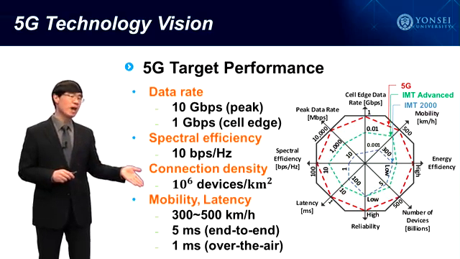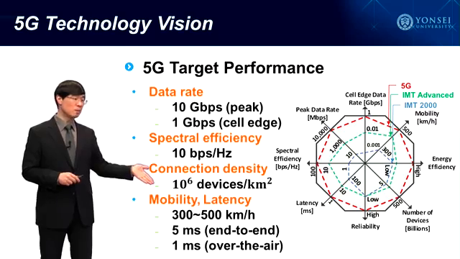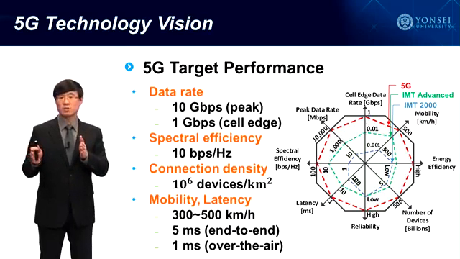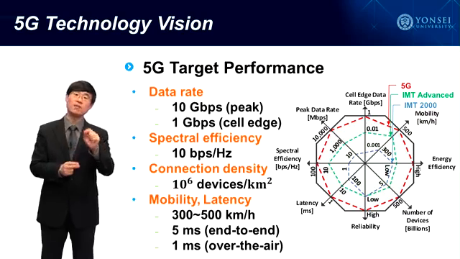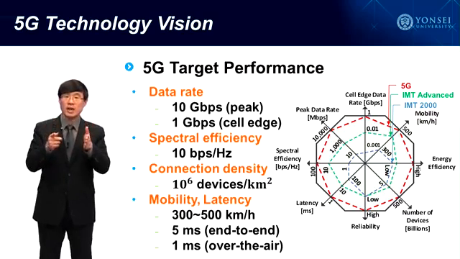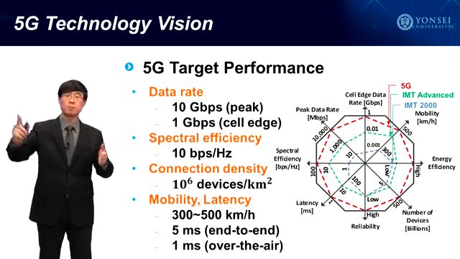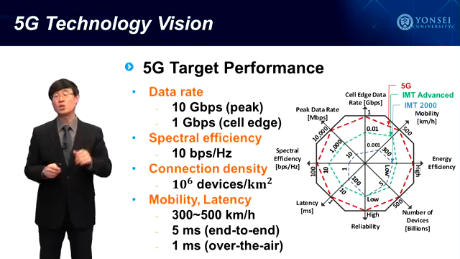In addition, very, very high mobility and very small latency. For example, we want to be able to support vehicles, trains, or other aircraft that move at 300 to 500 kilometers per hour. In addition, for end-to-end service, from the moment you hit your request data button, the data is delivered to you within 5 milliseconds. We want 5 milliseconds technology. And when you just look at how long it took to get over the access point to the device, or the base station to the device, we want that to be less than 1 millisecond. In order to accomplish this, what do we need to do?